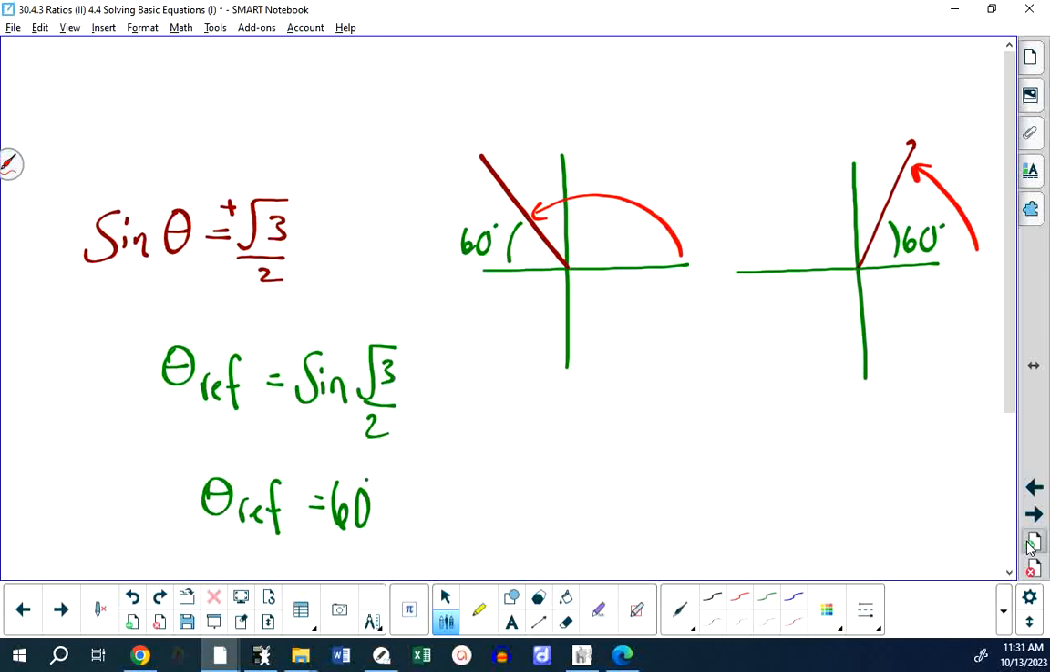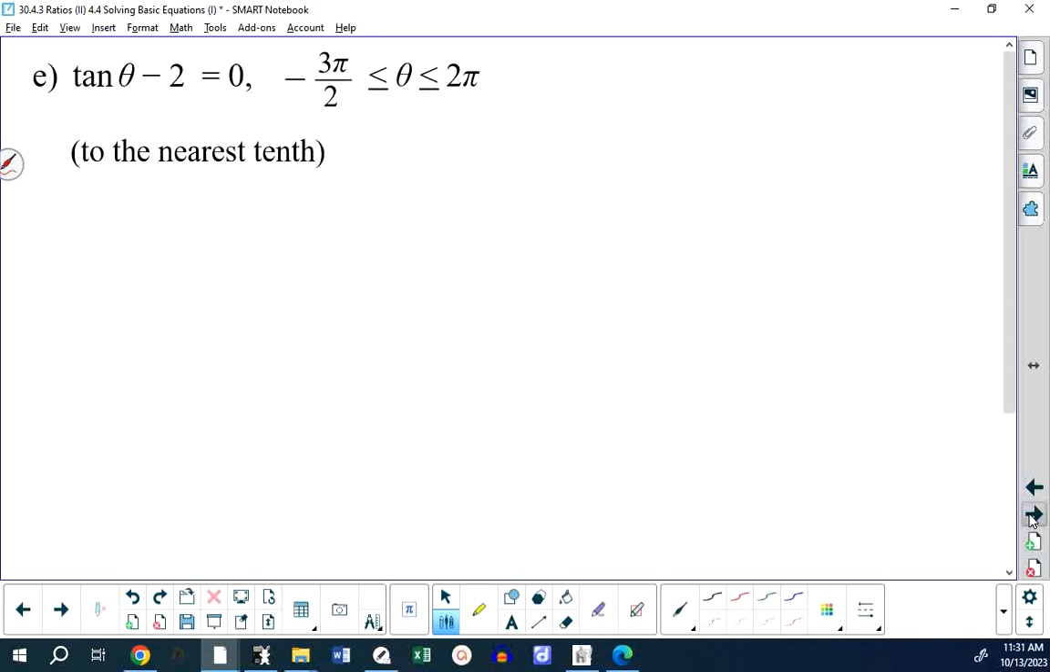Starting soon, a little bit next week and also in the next unit, this falls apart. You've got to rely more on the unit circle. E, tan of theta minus 2 equals 0. Holy smokes, look at that domain. This is where things get a little ugly, okay? So this means tan of theta equals 2.